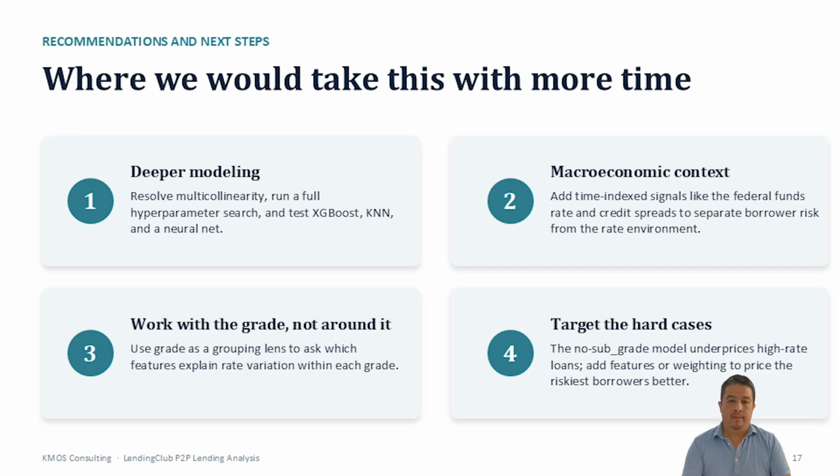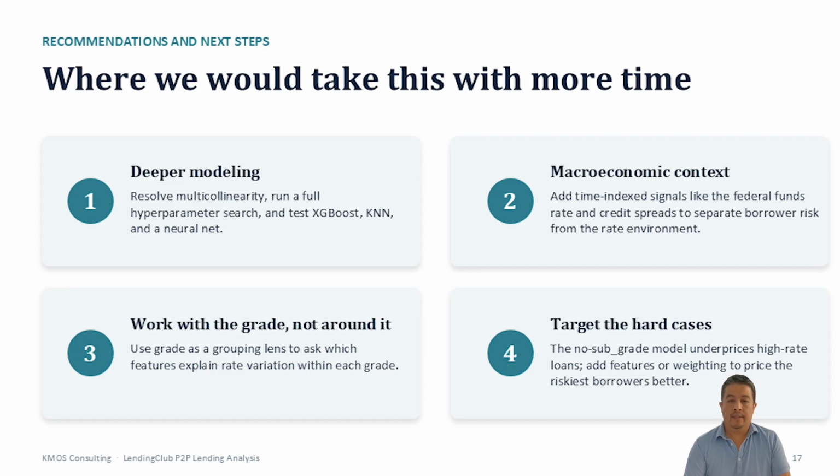For next steps, we identified four main areas where the project could be improved with more time, more computing power, and additional data. The first is deeper modeling. We had limited time to tune every model as fully as possible, so future work could focus on resolving multicollinearity, running a full hyperparameter search, and testing additional models such as XGBoost, k-nearest neighbors, or even a neural network. These models may be able to capture more complex relationships, especially for default prediction, where our current results were modest.